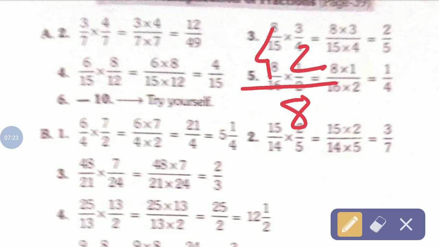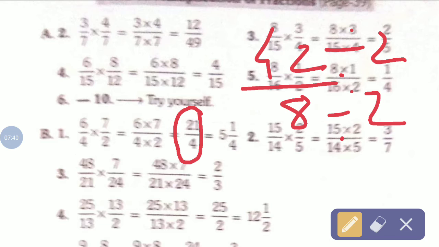By just observing, we can see that both the numbers are directly divisible by 2. No need to find out the HCF because 8 is there, so you will get the answer 21 upon 4. Now if you get the answer 21 upon 4, this is an improper fraction. So you have to convert the fraction into a mixed fraction. That also we have learned previously, that you have to do by yourself.